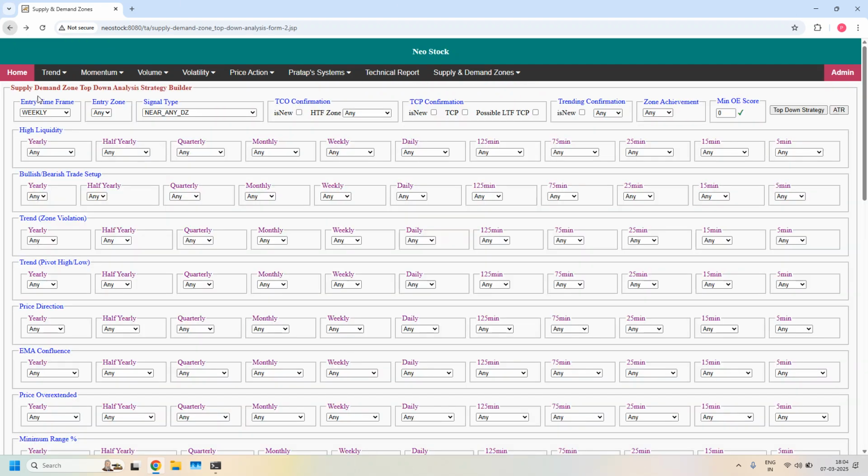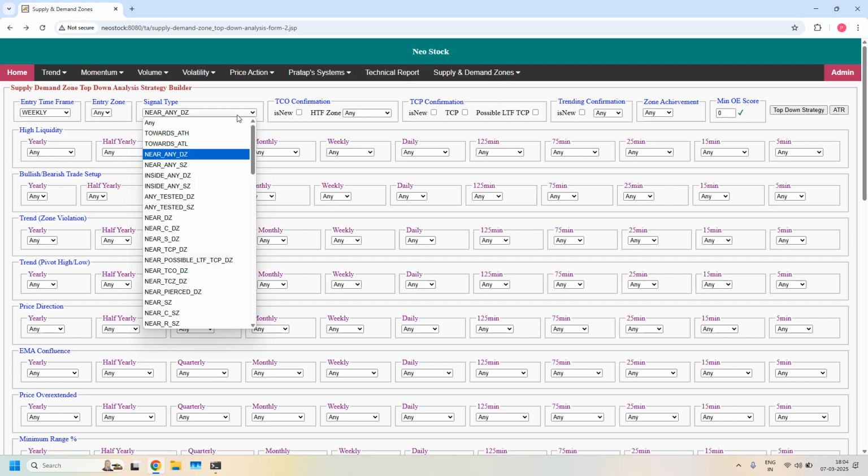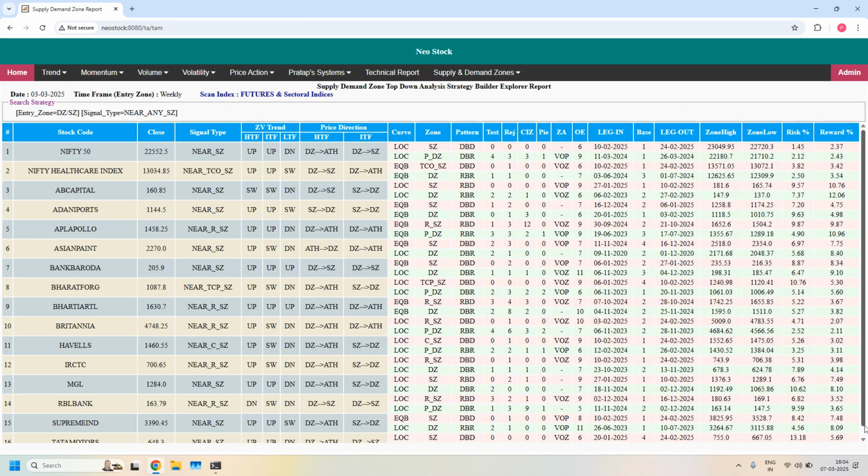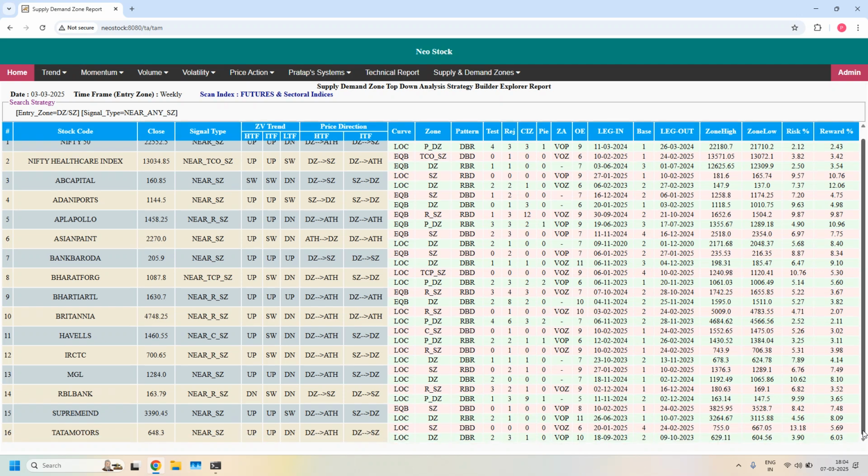Okay, next, weekly time frame, stocks near weekly supply zone. First 15 stocks in the list. So NIFTY is also near the weekly supply zone. I'm scrolling the list down. So total 16 stocks are filtered.